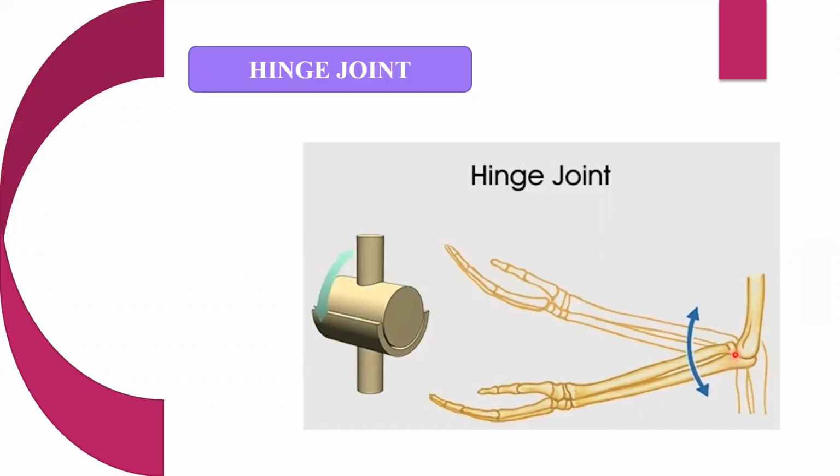You can see this is the elbow joint. The knee and elbow are hinge joints. The knee joint is also a hinge joint. This is a hinge which is also present on the door.